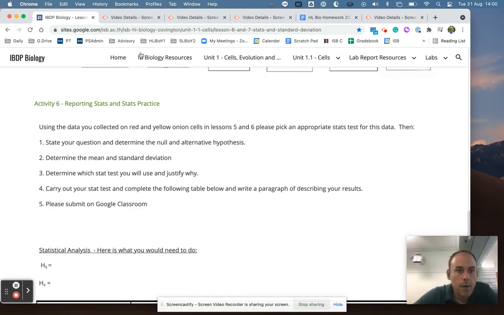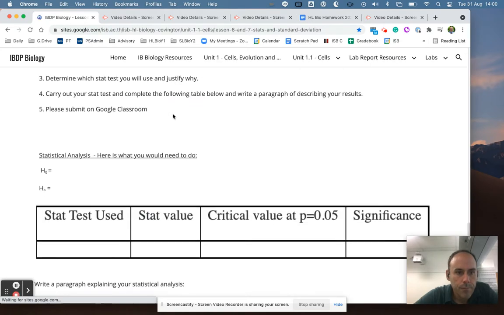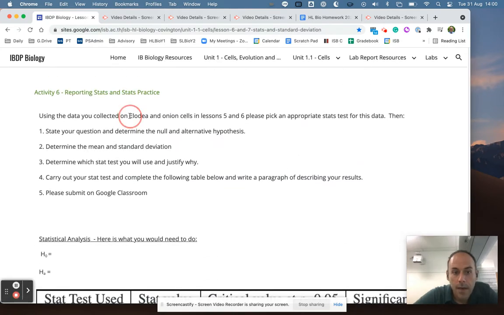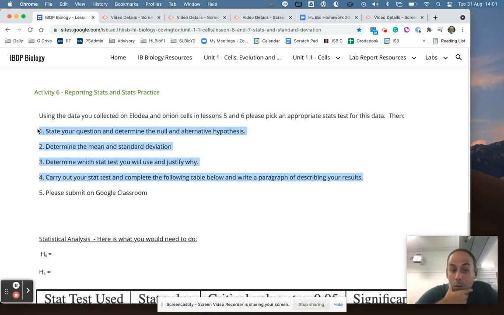Okay, so using the data you collected on Elodea and onion cells in lessons 5 and 6, you're going to use that data. That was the average area of each of those two different types of cells, and you're going to find the appropriate stats test for them. Within that, these are the steps you need to be able to do on an IA and for this assignment.